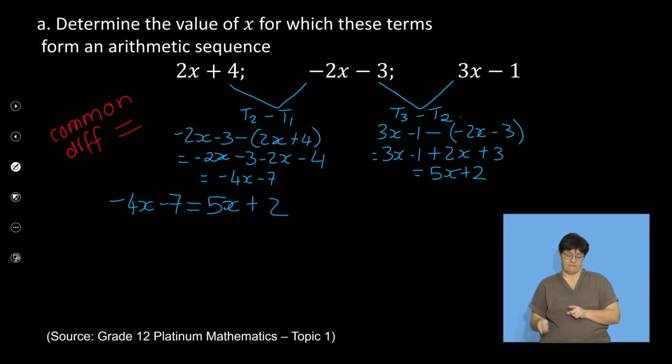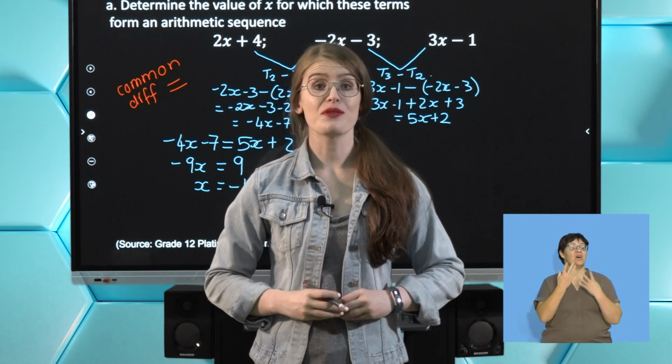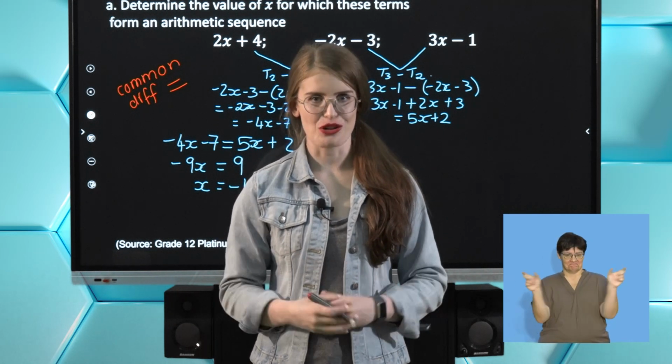If I bring the 5x over to the left-hand side, I'm going to have negative 9x. If I take negative 7 over to the right-hand side, I'm going to have positive 9. In order to isolate for x, I'm going to divide both sides by -9. So that means that x is equal to -1. I hope that everyone's still with me. So the main reason that I could solve for x was equating common differences and then solving for x.